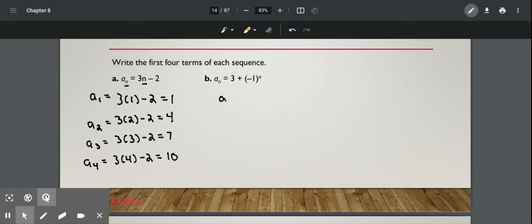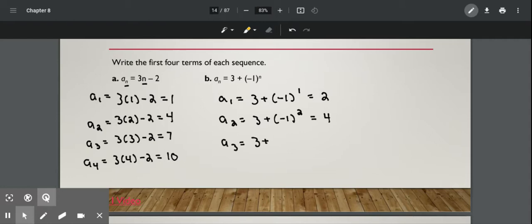For part B, if we do the same thing, we have 3 plus negative 1 to the 1. So you get 3 minus 1, which is 2. Your a sub 2 would be 3 plus negative 1 squared, which would be 3 plus 1, so 4. Your a sub 3 would be 3 plus negative 1 to the third, so you go back to 2, and you kind of see what the pattern looks like. When you're raising it to an even power, you get the positive 1, and with the odd power, you get the negative 1.